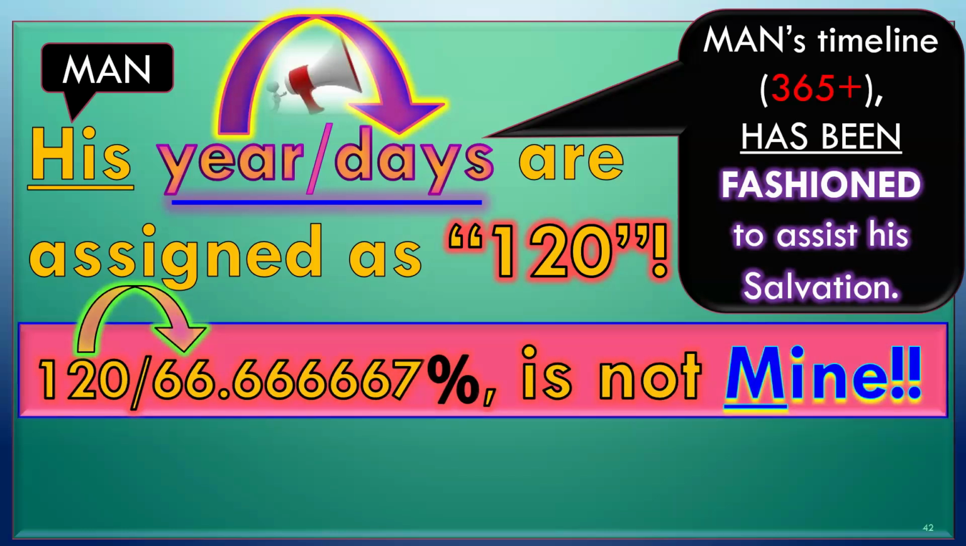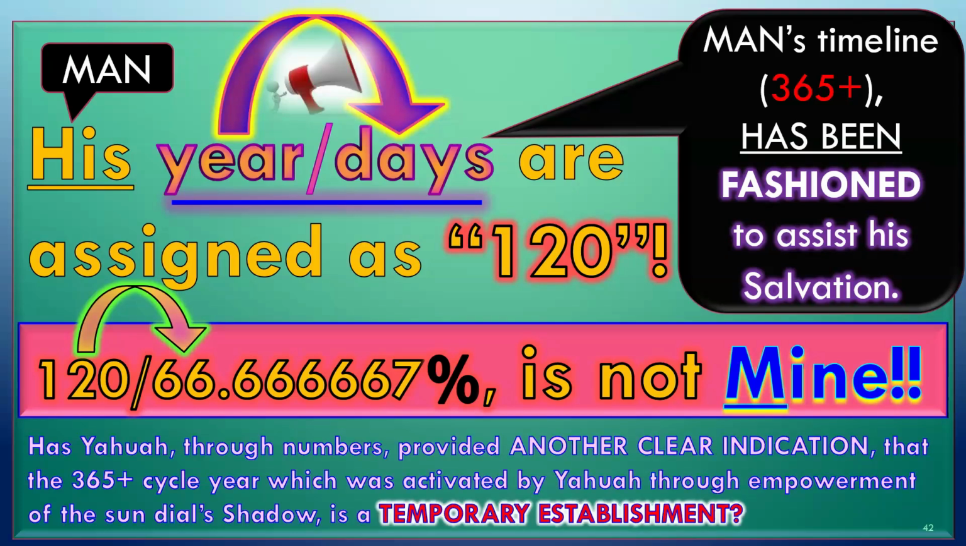Man's timeline, 365 plus, has been fashioned to assist his salvation, literally. 120 designation connects to 66.666667% is not mine, is what Yahuwah is saying. His year days are 120, they are not mine. And when his year days are done, we will go back to 360 cycles per year so that the timelines I spoke about in Revelation 12 and 13 and in Daniel can be fulfilled. As Yahuwah through numbers provided another clear indication that the 365 plus cycle year, which was activated by Yahuwah through empowerment of the sundial's shadow, is a temporary establishment.